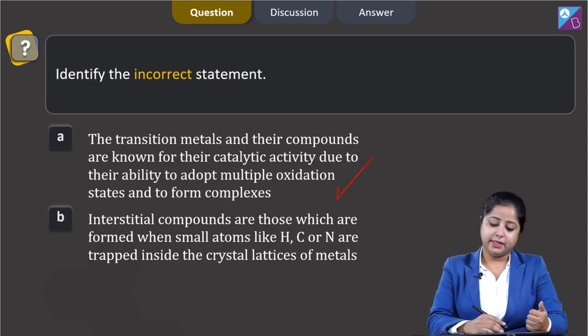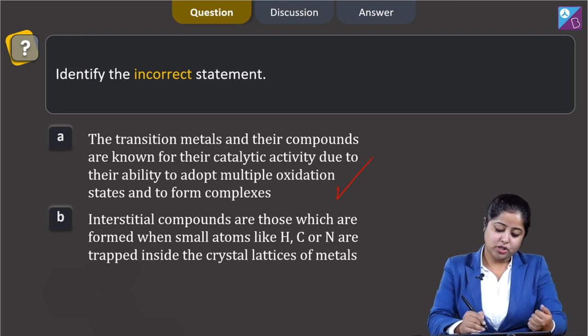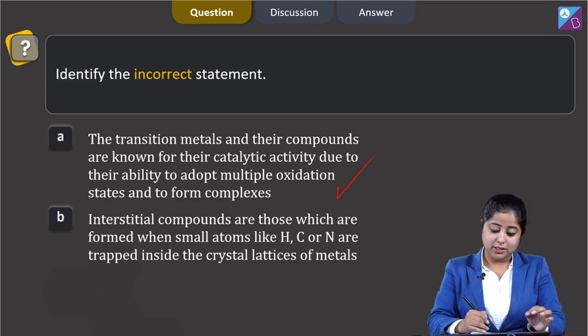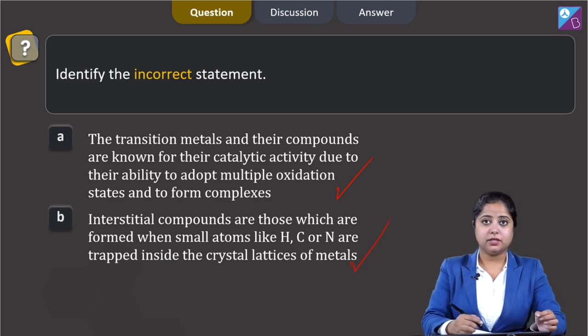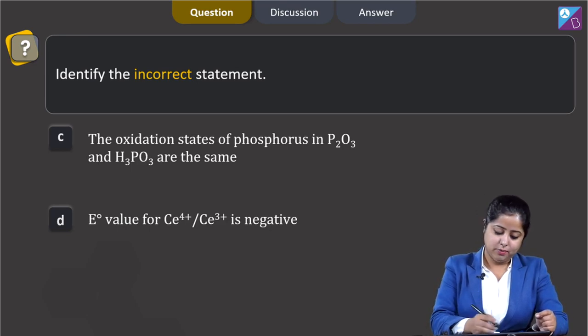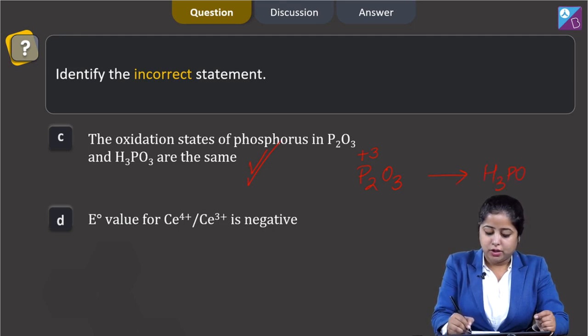Moving to next. Interstitial compounds are those which are formed when small atoms like hydrogen, carbon or nitrogen are trapped inside the crystal lattice of metals. Student, this is also a correct statement. Moving to next. The oxidation state of phosphorus in P2O3 and H3PO3 are the same. Student, this is also a correct statement, as in P2O3 the oxidation state of phosphorus is +3 and in H3PO3 the oxidation state of phosphorus is again +3.